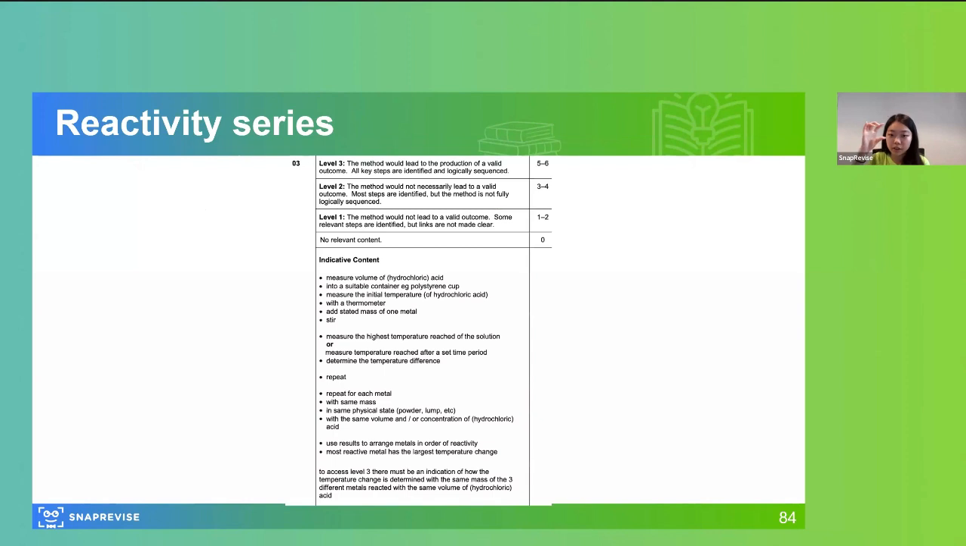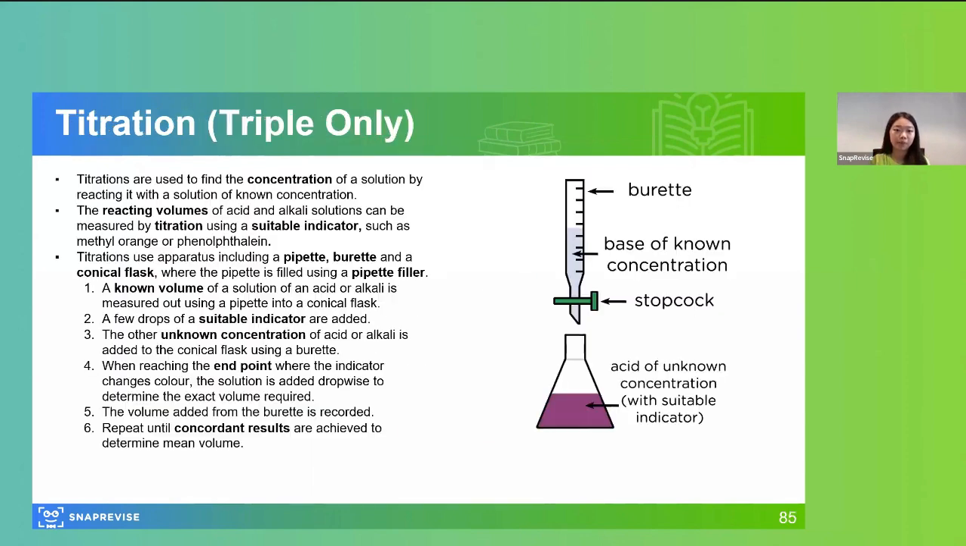So you can see here, it talks about describing the experiment, control variables, or repeating to make it more accurate, and then results. That's the structure of planning an investigation, and it works across all sciences. So if you see plan an investigation, just think of those 3 steps. That was the way I would go at it. That is kind of it for reactivity series.